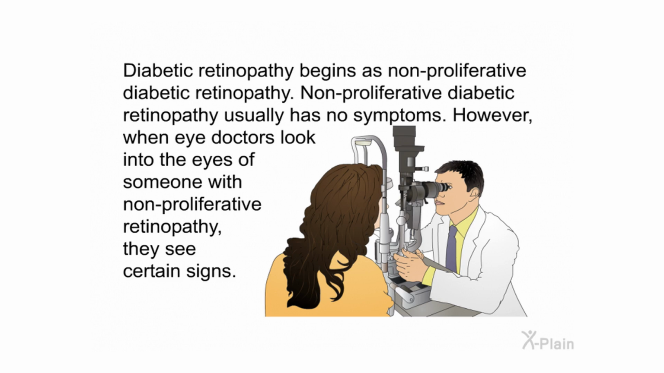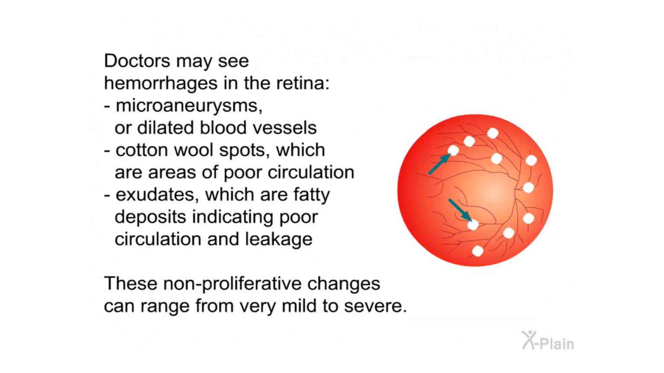Diabetic retinopathy begins as non-proliferative diabetic retinopathy. Non-proliferative diabetic retinopathy usually has no symptoms. However, when eye doctors look into the eyes of someone with non-proliferative retinopathy, they see certain signs. Doctors may see hemorrhages in the retina, microaneurysms or dilated blood vessels, cotton wool spots, which are areas of poor circulation, exudates, which are fatty deposits indicating poor circulation and leakage. These non-proliferative changes can range from very mild to severe.